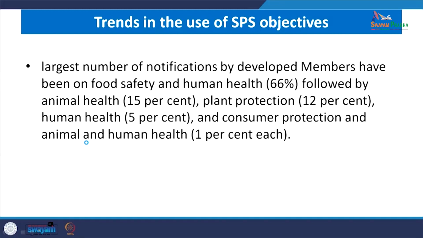So, on trends in the use of SPS objectives, a large number of notifications by developed members have been on food safety and human health. This is followed by animal health, which was only 15%, and plant protection at 12%, human health at 5%, and consumer protection and animal and human health at only 1% each. So, these are the trends of protection to different extents.